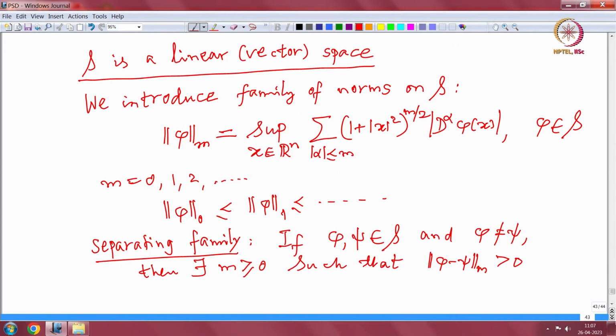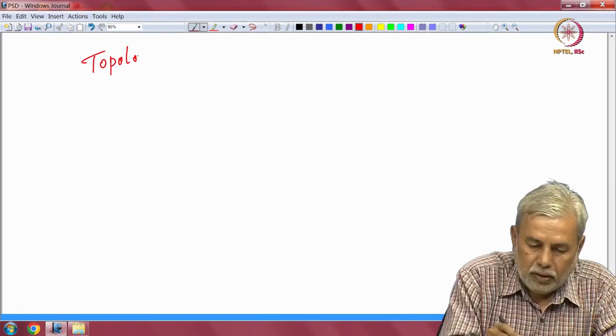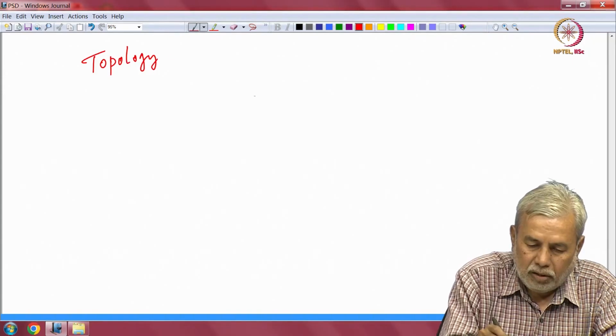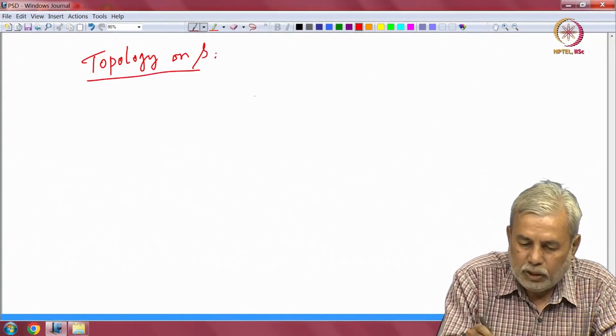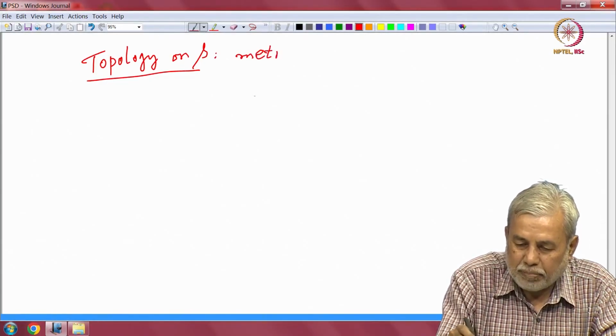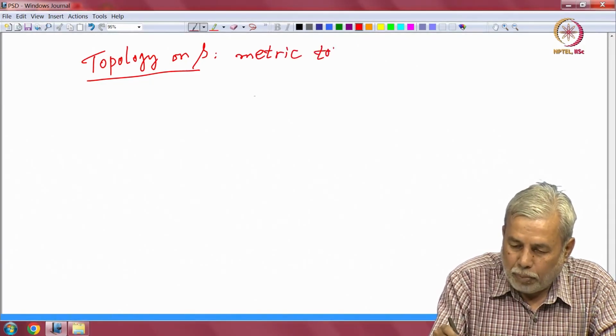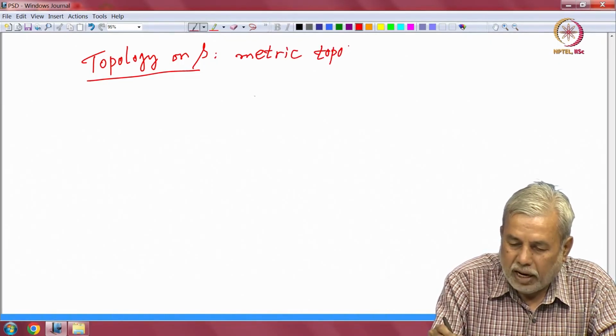Okay. So, this is the topology on S, let me just finish this. Okay, so this is going to be a metric topology. In that way it is simpler compared to the topology on D omega or D R n.